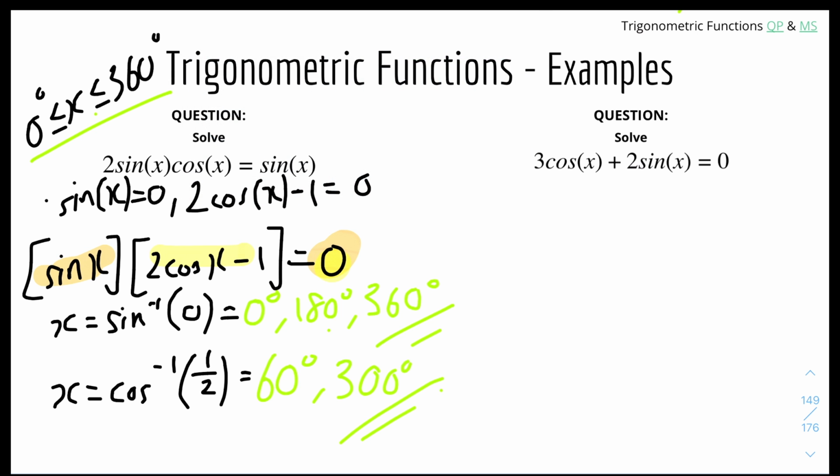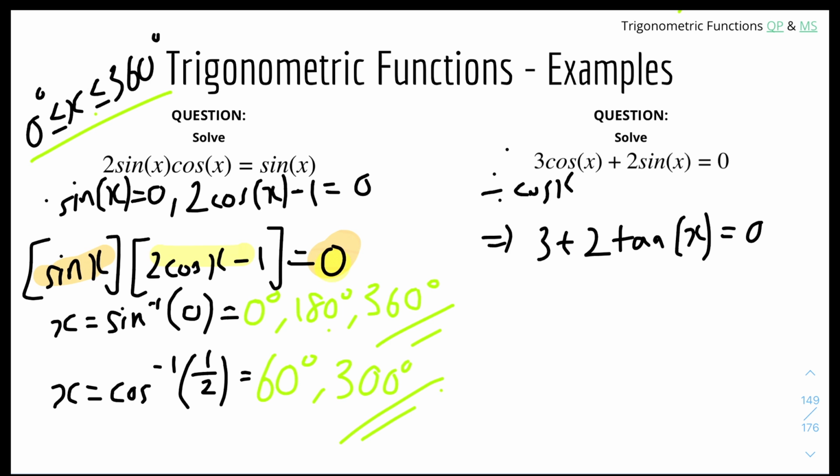And for the last question, solve 3 cos x plus 2 sin x equals 0. So we can just first divide everything by cos x, which gets you 3 plus 2 tan x equals 0. Rearrange the equation to get tan x the subject, so it will be tan x equals minus 3 over 2, like so. So to get x, you just do tan inverse 3 over 2.